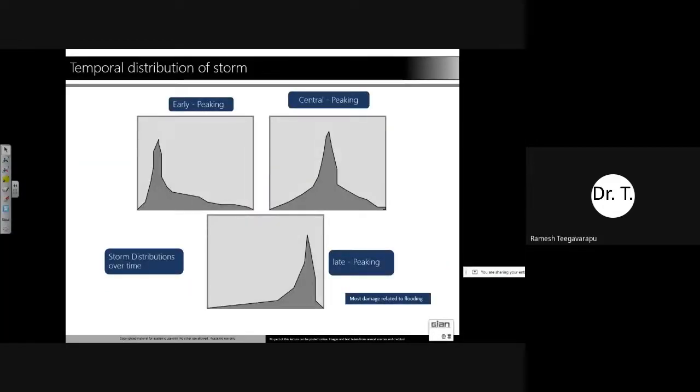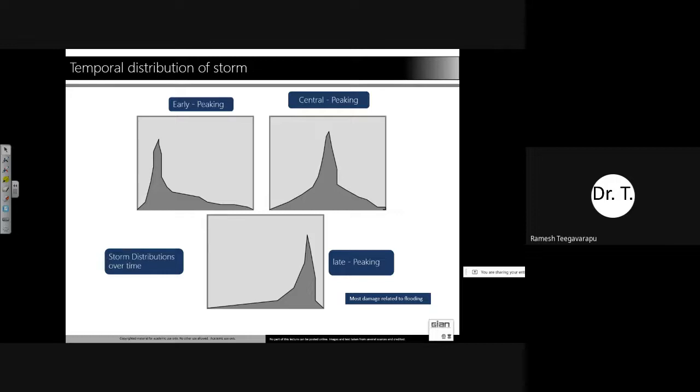So here's a visualization of early peaking, central peaking, and late peaking. It is expected that more peak discharges are possible in the case of central peaking and late peaking. And can anybody guess what might be the reason? The reason is... anyone? You can use your microphone and say it if you want to.